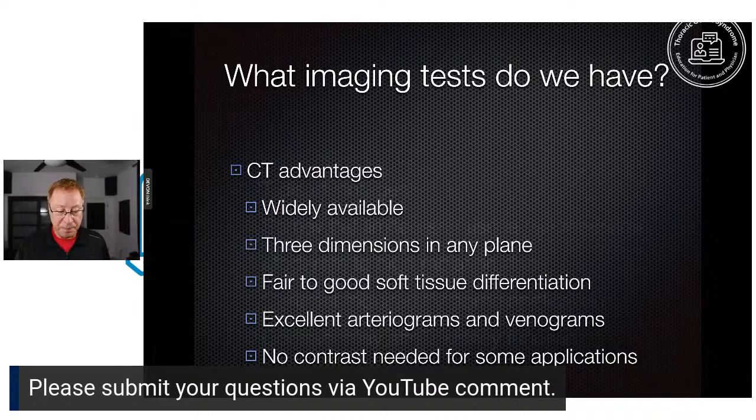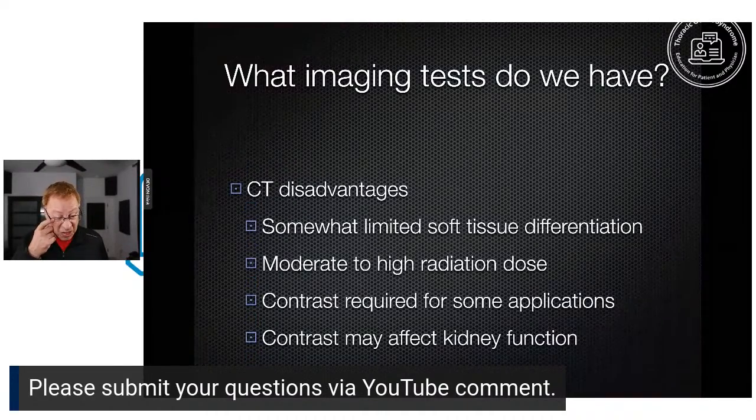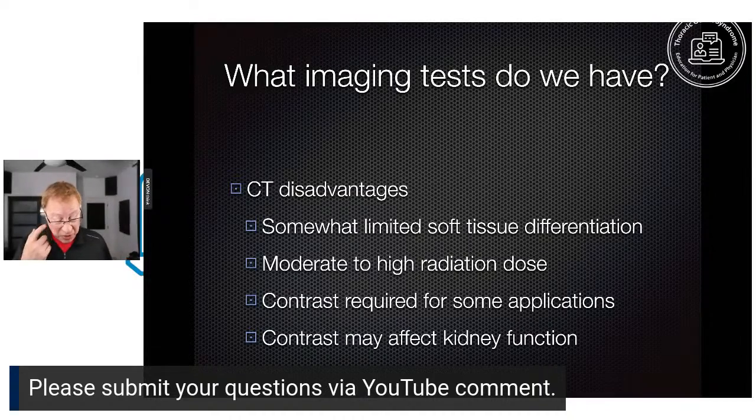That's good. Now, disadvantages. As I said, the soft tissue differentiation isn't great, especially for the nerves. And since TOS is a problem with something pressing on the nerves, we need to get that better. The radiation dose is moderate to high. You do require contrast for arteriograms or venograms, and contrast may affect kidney function. That's a problem.